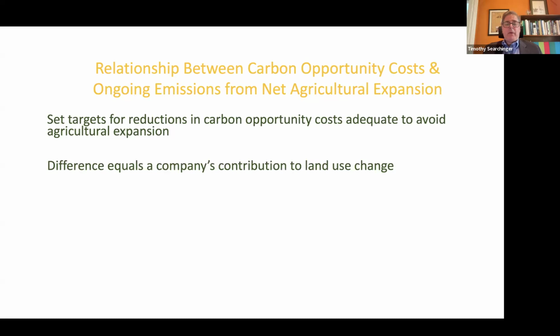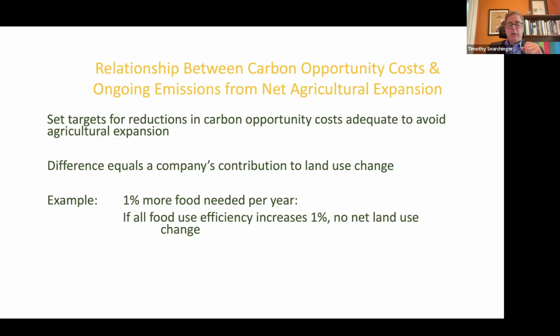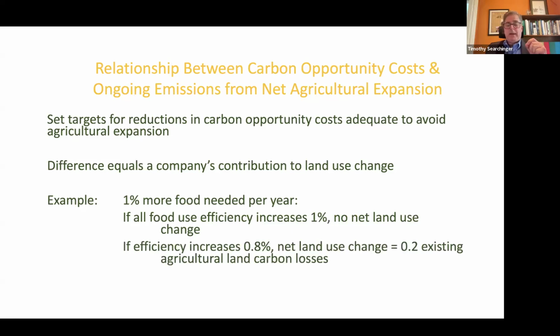You can become more efficient in both your choice of products and in the use of land. Now, it turns out that whether or not you meet that target should equal greenhouse gas emissions from new land use change. So imagine the world needs 1% more food per year measured in carbon opportunity costs. If everybody's efficiency in the use of land increases by 1%, you'd have no net land use change. If it increases only 0.8%, well, you'd need more land and more carbon loss by 0.2%.